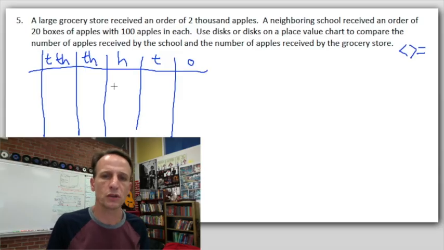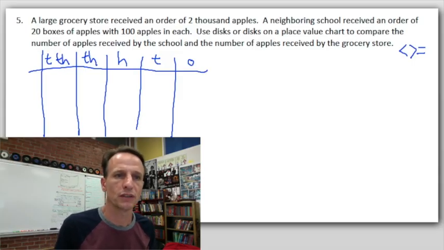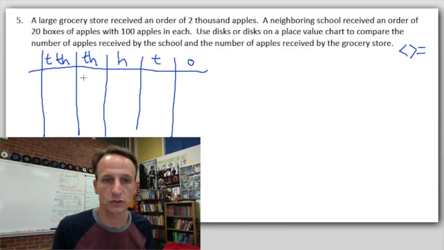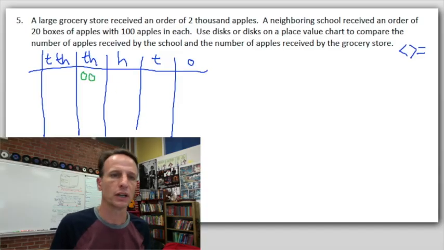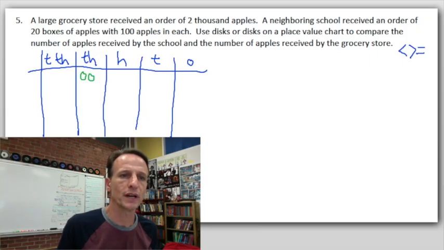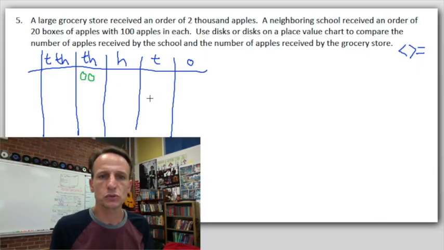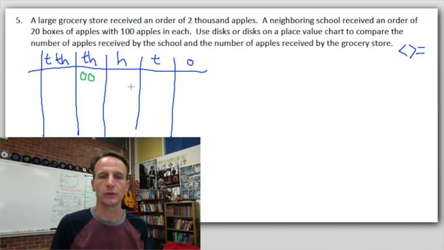Okay, so the grocery store received an order of how many apples? That's right, 2,000 apples. So I'm going to do those in green. They got green apples. Haha, not really, I'm just kidding. Okay, but 2,000 apples, there they are. And then how about the school? Well, the school is not so simple, but we can figure it out. The school got 20 boxes with 100 apples in each. Wow, that's something, huh?